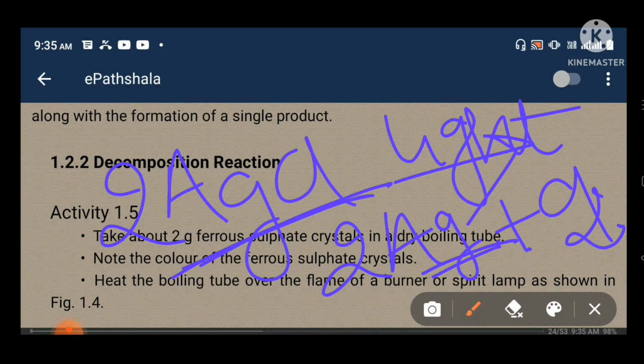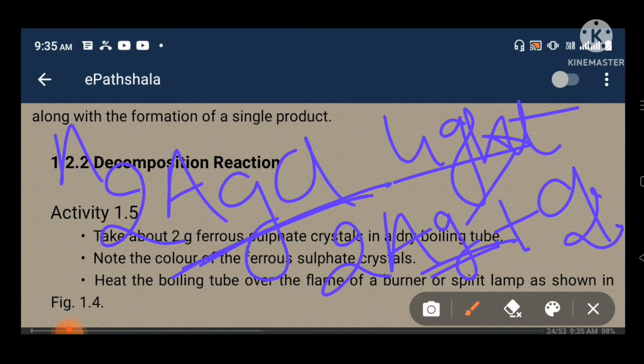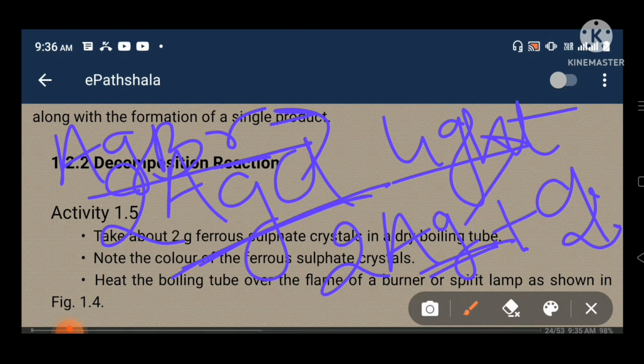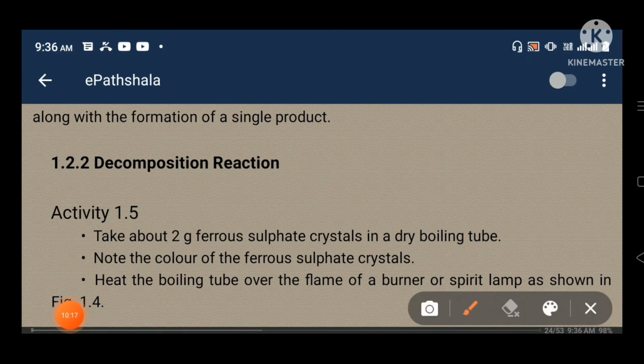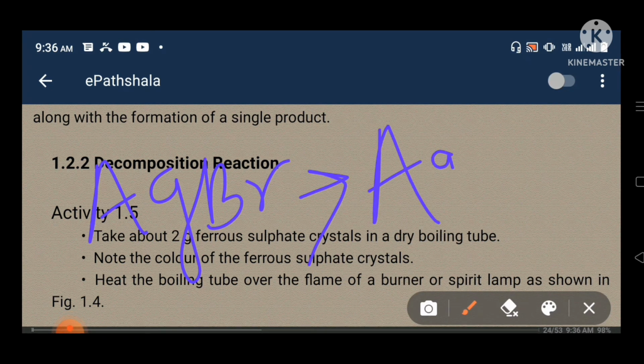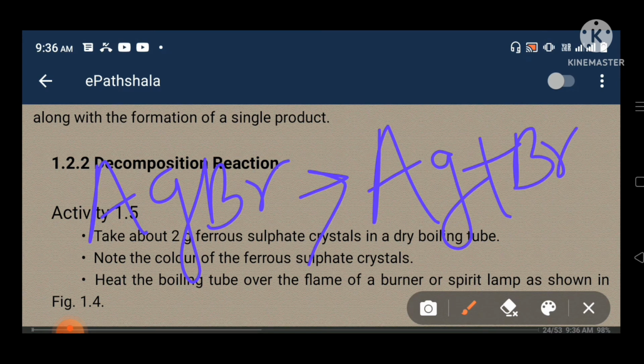Silver bromide also behaves in the same way as silver chloride. If you write silver bromide here, then the reaction will also be like this. It forms silver plus bromine. When exposed to light, it decomposes to form silver metal and bromine vapor. Like silver bromide, AgBr, what will it form? It will form Ag plus Br.